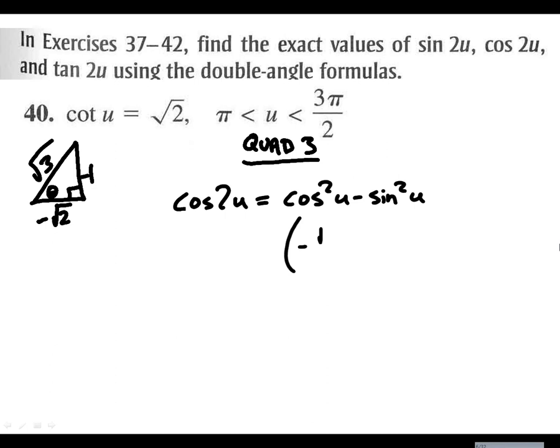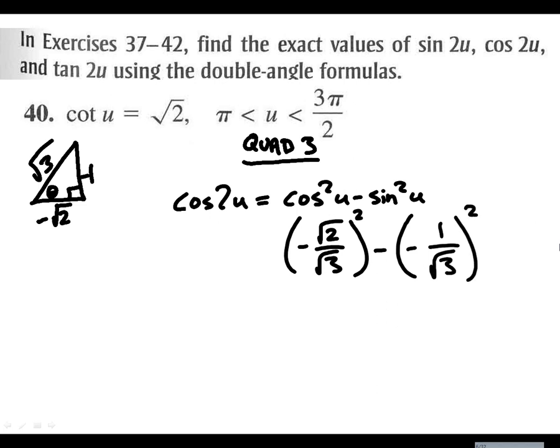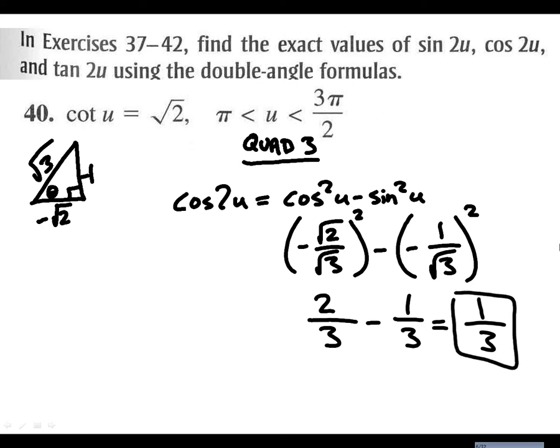The cosine, again, is negative rad 2 over rad 3 minus, sorry, this is squared, and negative 1 over rad 3 squared. And so if we square a square root, we get 2. If we square a square root, we get 3. And if we square a negative, it is positive. Minus, same thing over here. 1 squared is 1. Rad 3 squared is 3. 2 minus 1 is 1 over 3 for our cosine of 2u. Okay? And that's our answer.